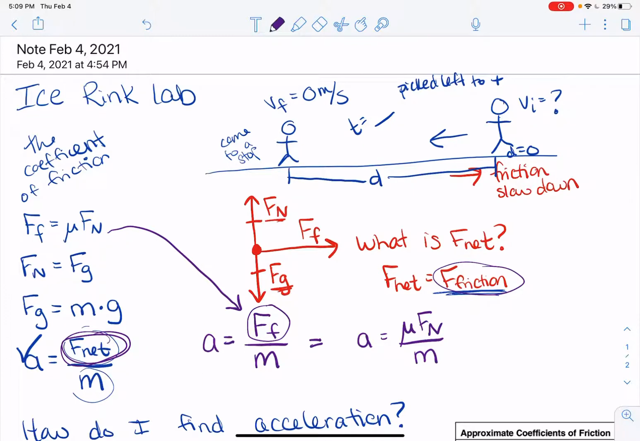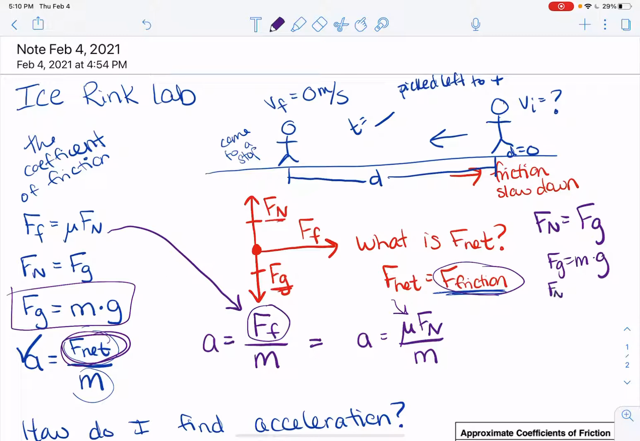Well, that kind of helps us because ultimately we're trying to solve for this value, but we still don't know what the normal force is. But we know that F normal equals force of gravity, and we know that force of gravity equals mass times gravity, which is this equation here, which means normal force also equals mass times gravity. So we're going to substitute this in for that, and when we do that, we get A equals mu times mass times gravity divided by mass.